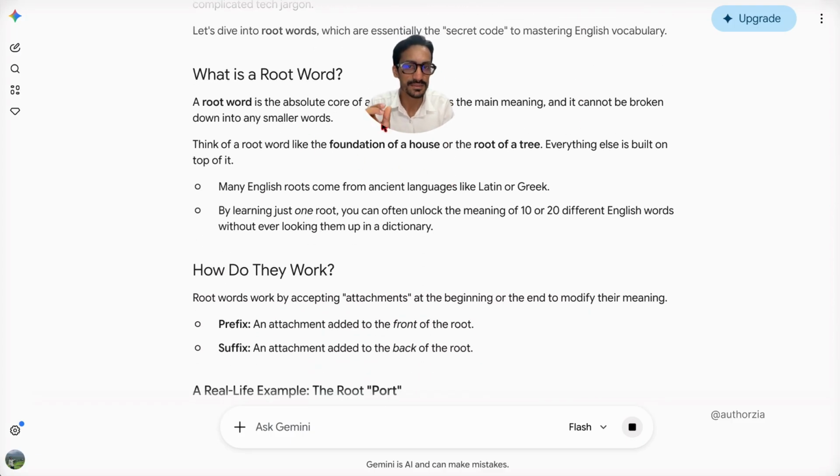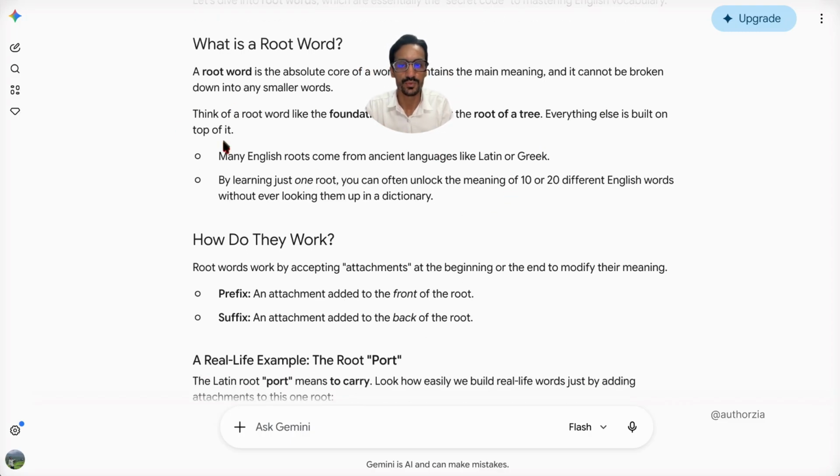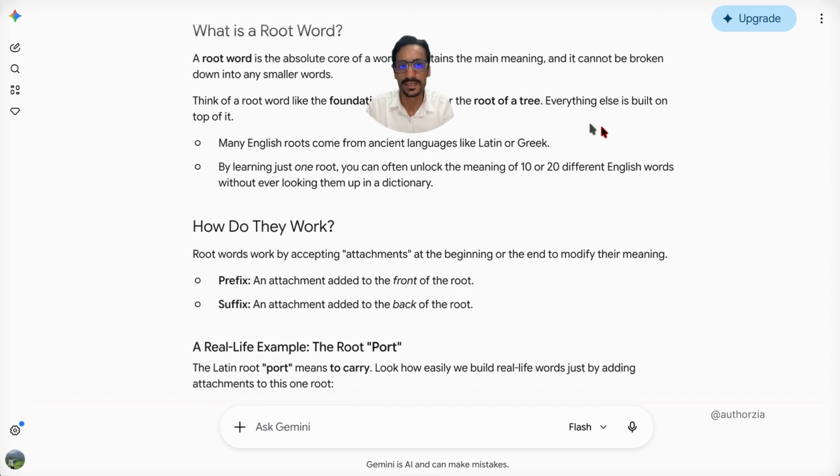What is a root word? A root word is the absolute core of a word. It contains the main meaning and it cannot be broken down into any smaller words. So that is the base form of the word. Think of a root word like the foundation of a house, the root of a tree. Of course, that's why it's called a root word. You see, everything else is built on top of this. So many English roots come from ancient languages like Latin and Greek.